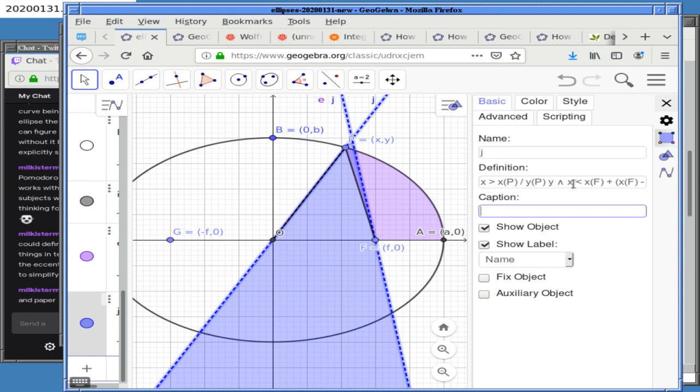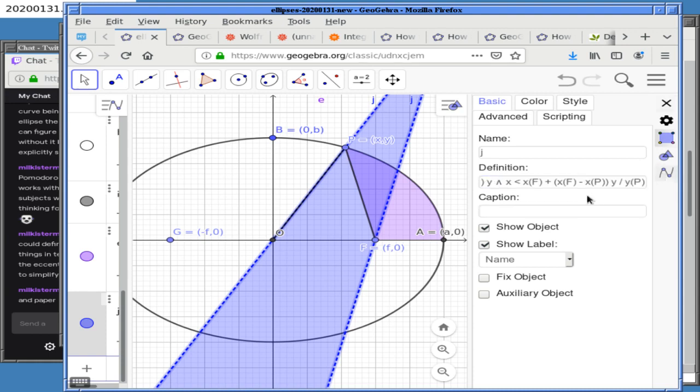X is less than... So what we need here is a quantity that becomes XF minus... Oh, I'm sorry, this should be X of P. That would explain it. So for sure that part was wrong. Let's see what else is wrong here.